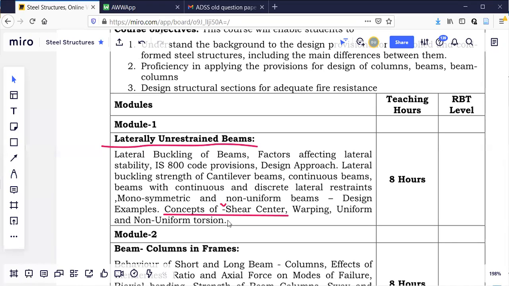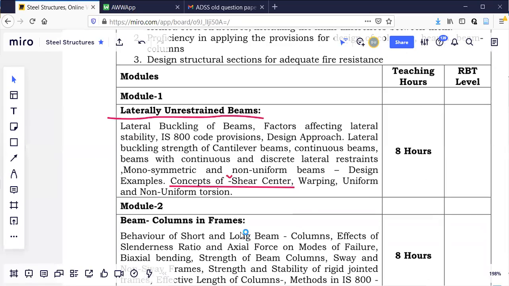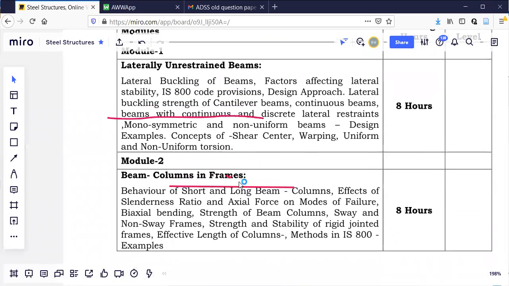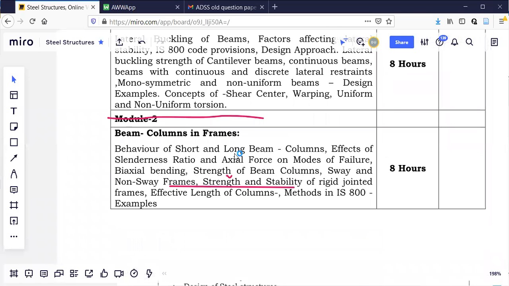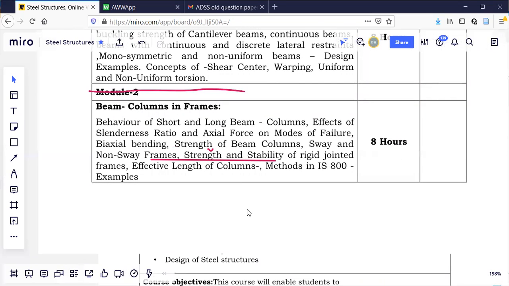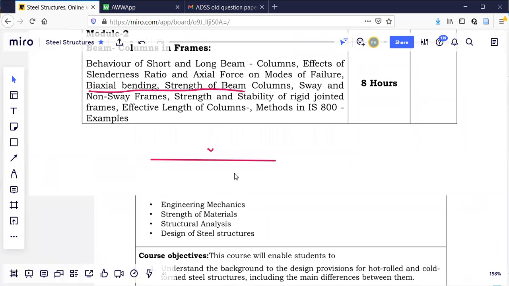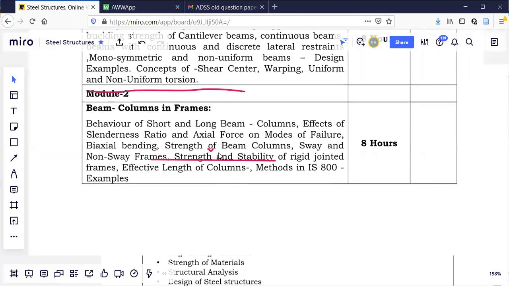So this is laterally unrestrained beams. Beam columns: behavior of short and long beam columns, that is, columns which are subjected to both bending moment and axial forces. Okay. So that again is more of a problems-only topic. All are 8 hours as you can see here. Is this one clear?